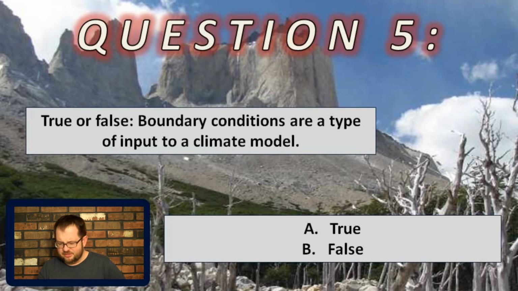I just like to break it up a little bit. Question 5. True or false? Boundary conditions are a type of input to a climate model. Is that true or false? Good question, if I may say so myself. Alright, choose from one of the two below here and get a little feedback before you move on to question 6.